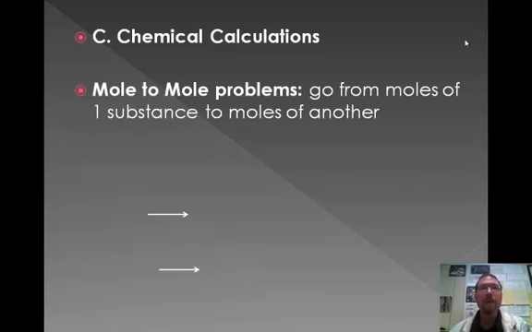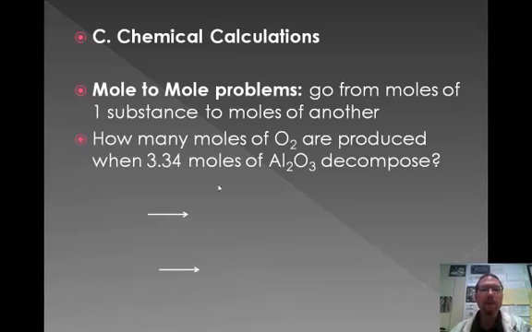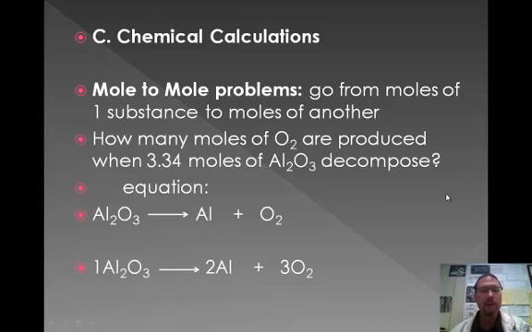Mole-to-mole problems are probably the fastest and easiest ones. It's just a one-step problem. For example, if you look here, you are decomposing aluminum oxide. It wants to know how many moles of O2 you're going to make when you decompose 3.34 moles of aluminum oxide. Here's our equation: aluminum oxide yielding aluminum metal and oxygen gas. It's not balanced, so the next step is to balance it. 1 mole of that will make 2 moles of this and 3 moles of this.